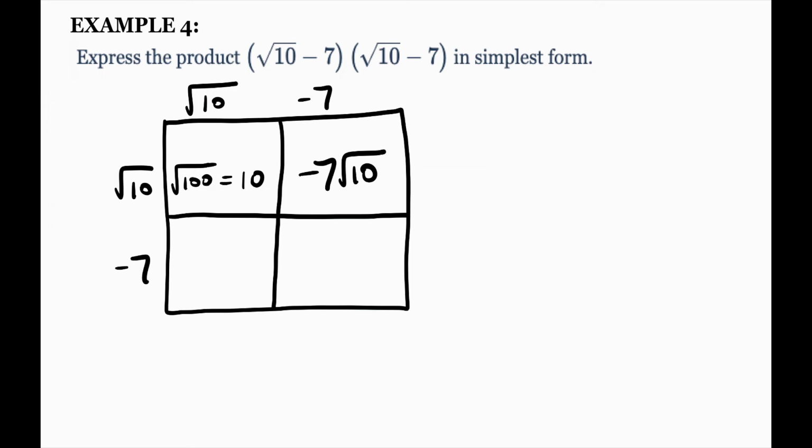So we're going to do that for the next one. The only difference is, actually there is no difference. They're both the same. Negative 7 times the square root of 10. I can't multiply them because one's a coefficient and one is a radicand. The last one, they're both negative 7, no square root. So I can multiply those to make positive 49.